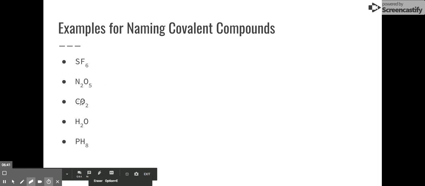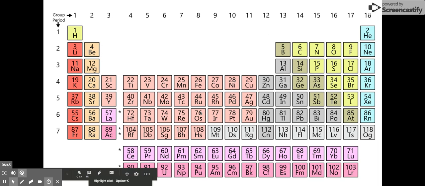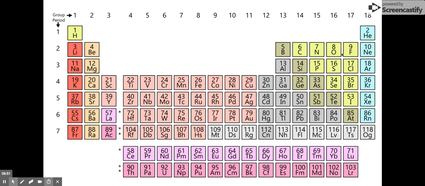And the next 3 you can do on your own, and we can use this periodic table just to make sure that the compound is in fact covalent or ionic. And yeah, that's it for this video, and I hope you now know how to name ionic versus covalent compounds.